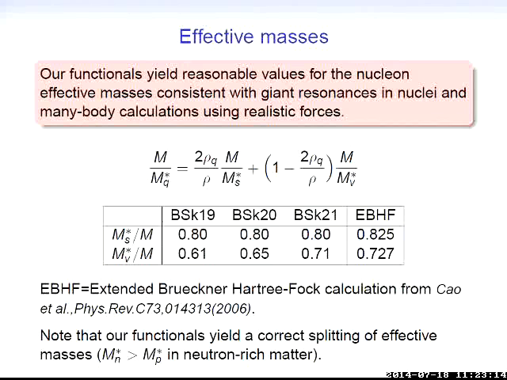It's the same game as for heavy ion collisions, if you wish. You are constraining the functional: you make calculations with your functional in finite nuclei, you compute the giant resonances and so on, and then you look back at your functional and see which effective mass in bulk matter it gave you.